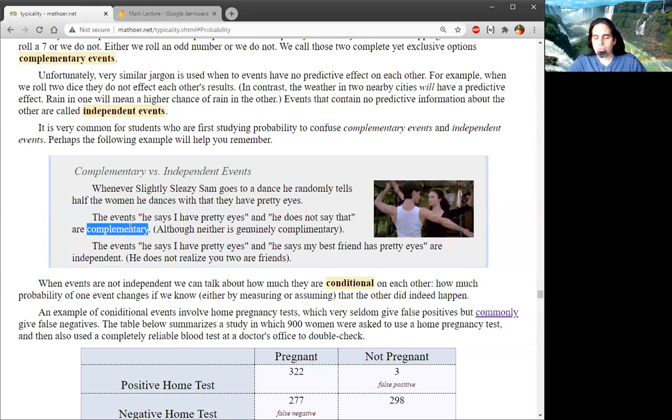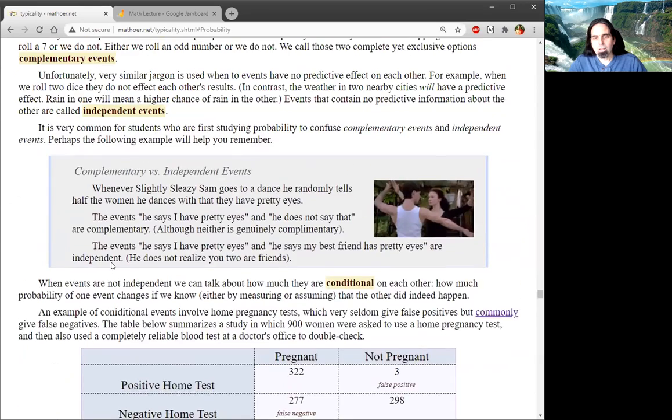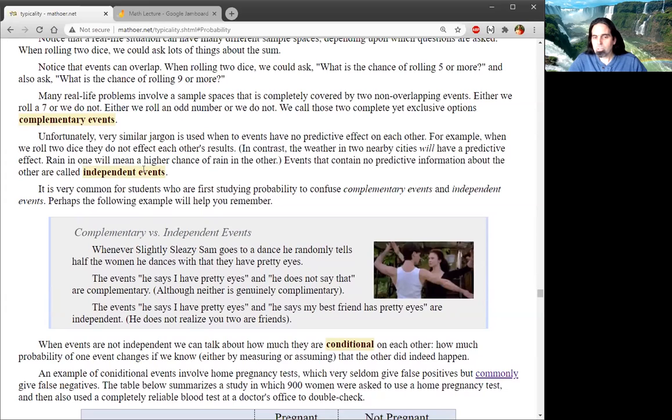There's no third option. The events he says "I have pretty eyes" and he says "my best friend has pretty eyes" are independent. He doesn't realize you two are friends. It's going to be completely random for your friend whether or not he said it to you. Everyone okay with complementary versus independent, at least at the moment?